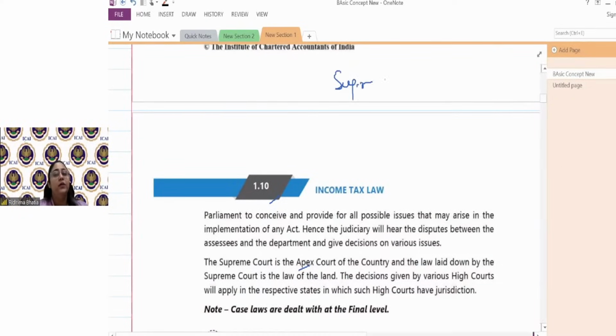सबसे बड़ा लॉ फाइंडिंग अथॉरिटी कौन है? सुप्रीम कोर्ट. सुप्रीम कोर्ट का डिसीजन इज द फाइनल डिसीजन, बट अगर उस पर सुप्रीम कोर्ट का डिसीजन नहीं है, यू विल रेफर टू हाई कोर्ट. इफ हाई कोर्ट का डिसीजन इज ऑल्सो नॉट देयर, यू विल रेफर टू ट्रिब्यूनल कोर्ट.